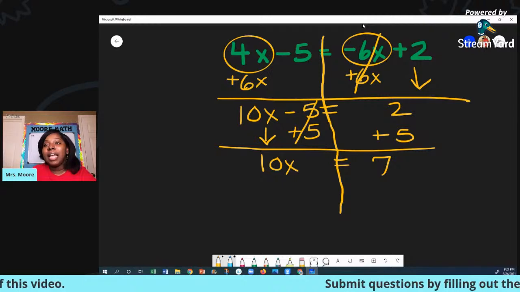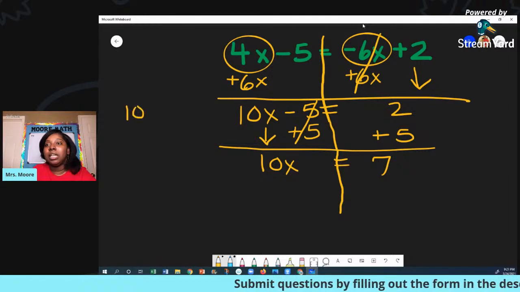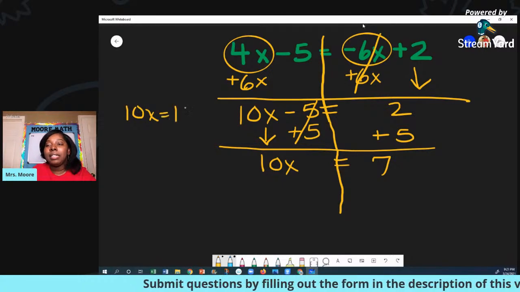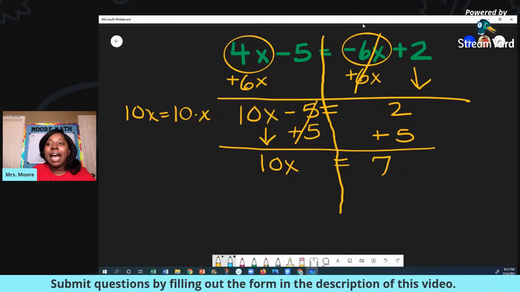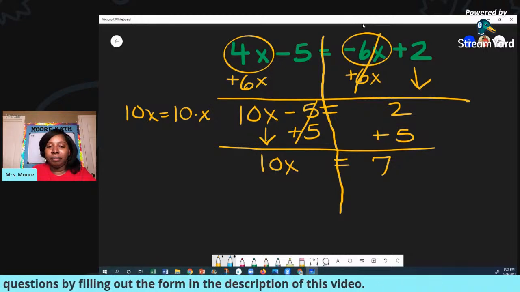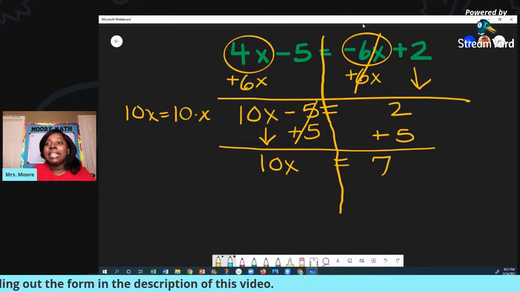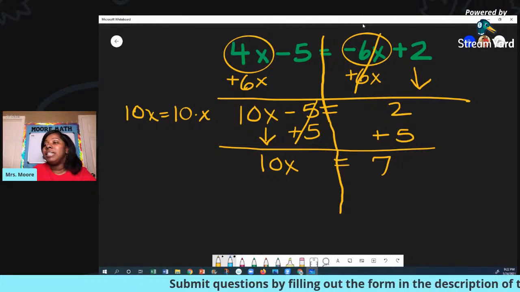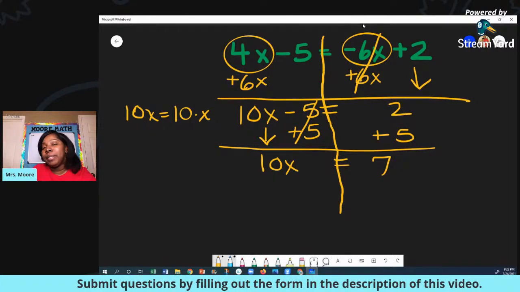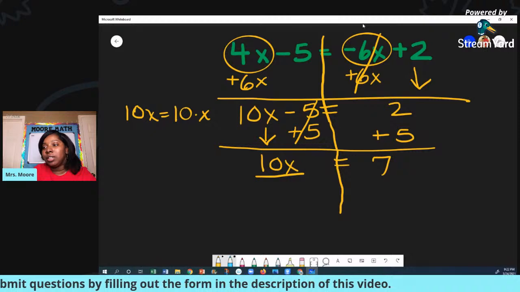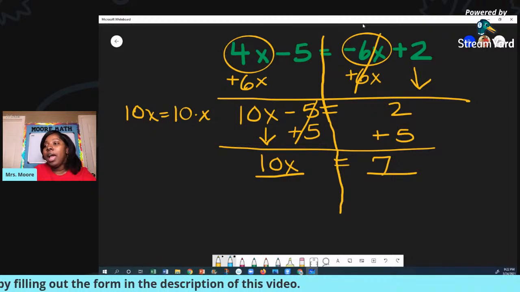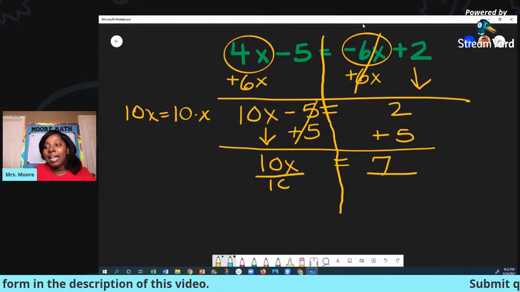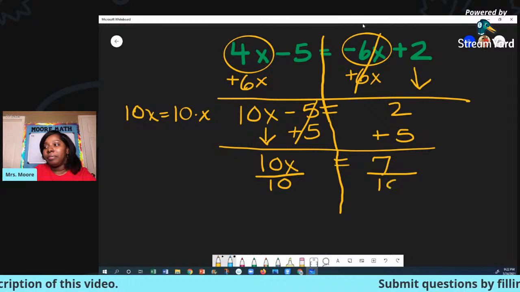10 times x, this is what I teach my students. 10x is really 10 times x, and I teach them side by side, we multiply. So when you have the 10 and the x, that is really multiplication. So to get rid of this x, I have to do the opposite of multiplication, which is division. And I have to divide by 10 because that's what I want to get rid of.